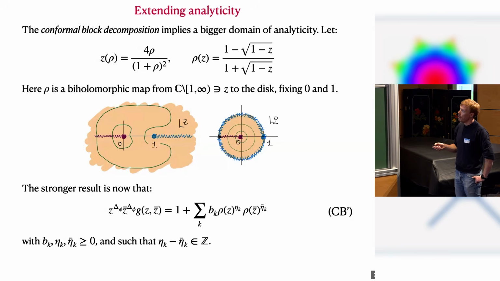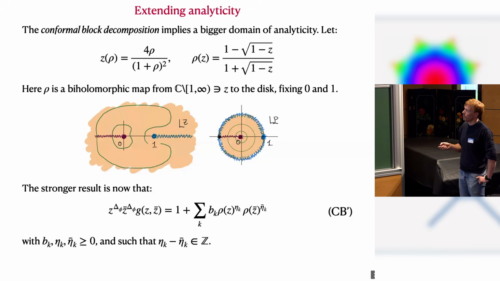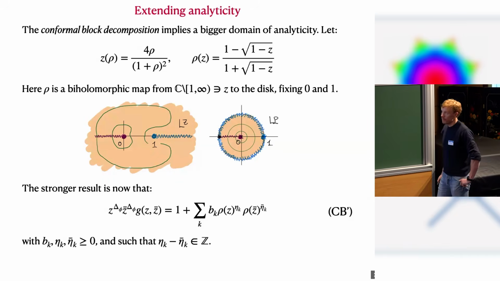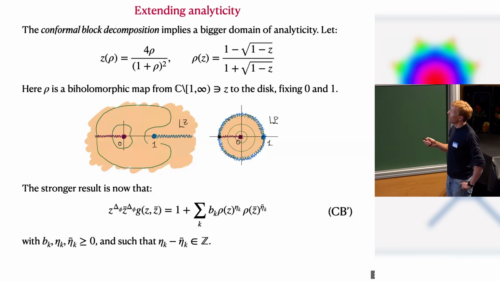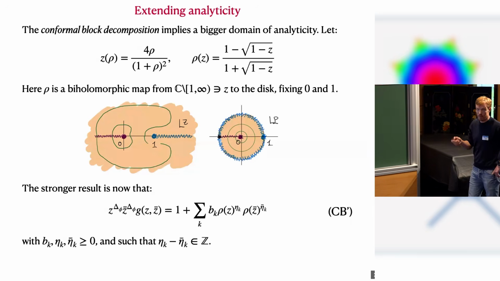Well, it's just the map that maps this biholomorphically, the complex plane minus the cut from 1 to infinity into the unit disk. It fixes 0 and 1, so you see the map itself has the branch cut at z going from 1 to infinity. I sketched another branch cut from minus infinity to 0, which here in rho variables goes from minus 1 to 0. That's just because that's the branch cut of rho to the eta. It's not a branch cut of the map itself.